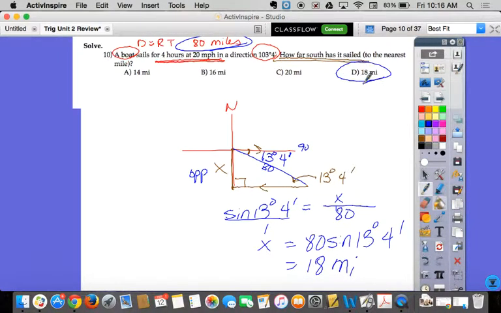There we go. Not too bad once you understand what this is talking about. It just wants to know straight down, because when you first draw it, you don't get a triangle. When you access this question, then you kind of have to fill in the rest of this triangle. Then it's not too bad.